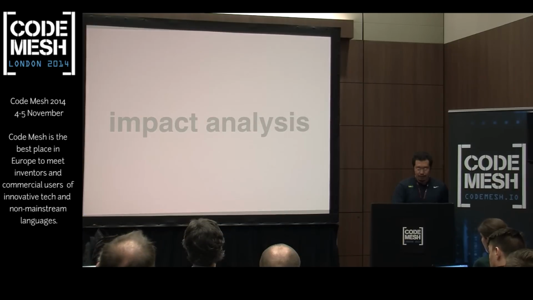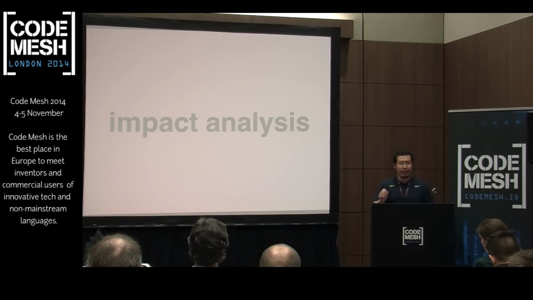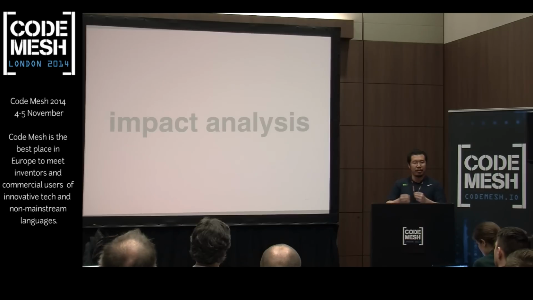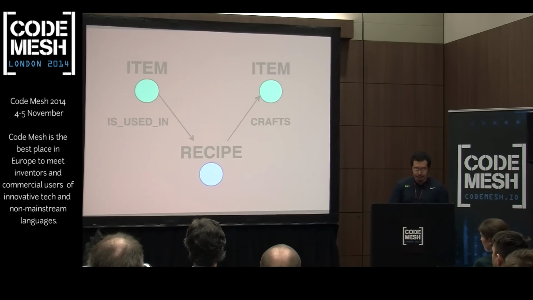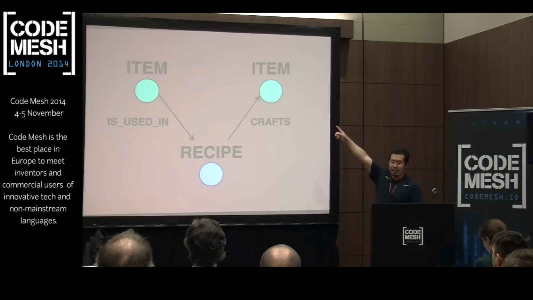From the item pricing example we saw earlier, the key challenge there was understanding the impact of change. And this is not any different to the sort of things that people do in finance where they work in derivative pricing. So when something changes, there's a bunch of knock-on effects. You need to be able to understand what those knock-on effects mean in terms of pricing for products that are derived from those things. And if you take white bread as an example, to work out the blast radius of a price change for white bread, let's look at the relationship that exists between an item and a recipe. An item is used in a recipe which crafts another item.